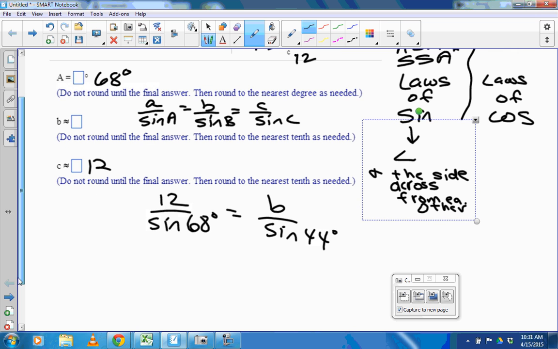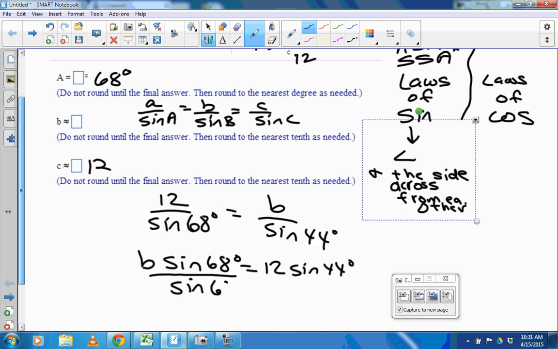Just what? Cross multiply, right? When you're finding an angle, okay? Anytime you're trying to find an angle, you're going to use inverse. So in this case, do I need to use inverse on this problem? Nuh-uh, because you're finding the side. So just cross multiply, divide by sine 68 on both sides. All right, and just throw that in the calculator.